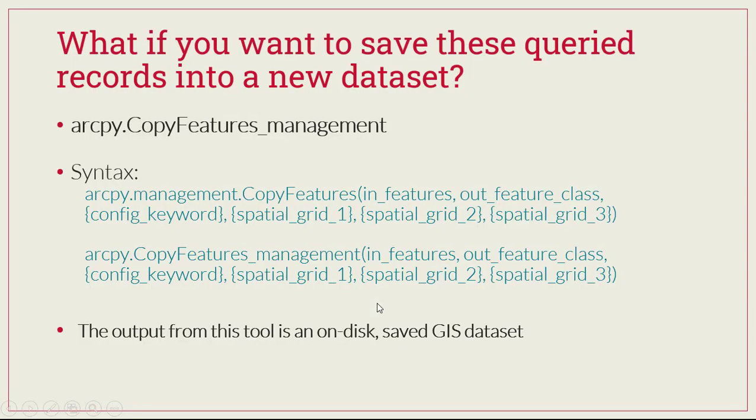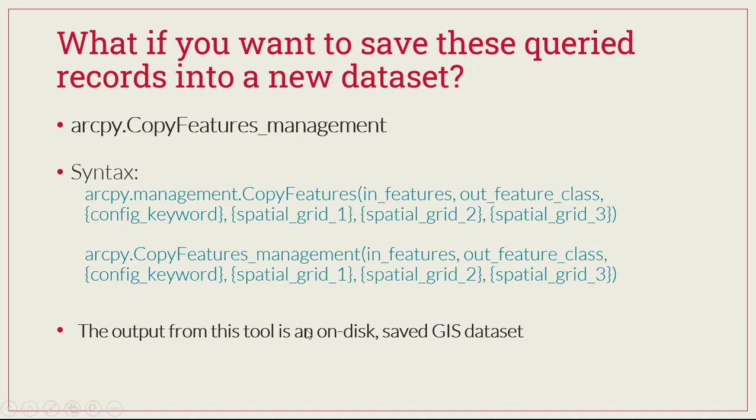Okay, so you may also be thinking, well, oftentimes when I'm doing this type of work as a GIS process in my workflow, I often want to save out what I've selected to a new data set. Well, you can easily do this by taking advantage of the ArcPy geoprocessing tool called Copy Features. And Copy Features lives in the management toolbox as well. The syntax for this tool is that it has two required parameters, an in features and an out feature class.